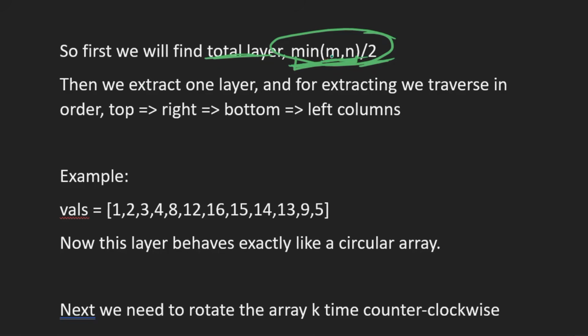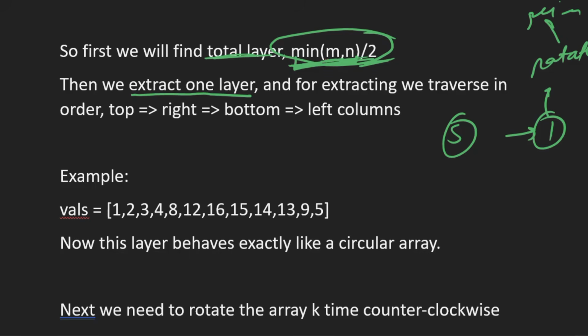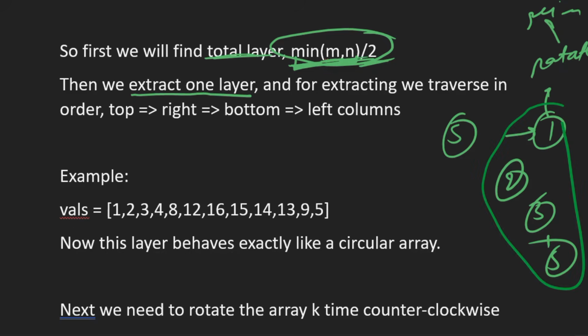Then once we get the number of layers, we extract one layer. Suppose if 5 layers are there, then we first extract the first layer, rotate this layer, and then reinsert this layer. Then we do the same thing for layer number 2, layer number 3, and up to layer number 5. So after performing these three steps on all the layers, we get our rotated matrix, right?